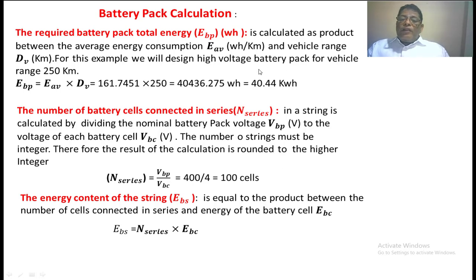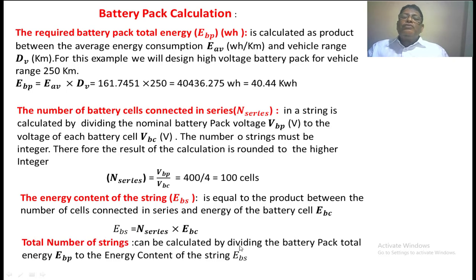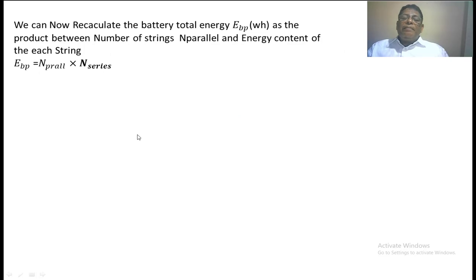Already we know how much energy is given by this battery pack. Now we divide this value by the energy content of one string, which gives how many strings we have to keep in parallel. Now the total number of cells in a battery pack equals the number of parallel strings times the number of cells in series.